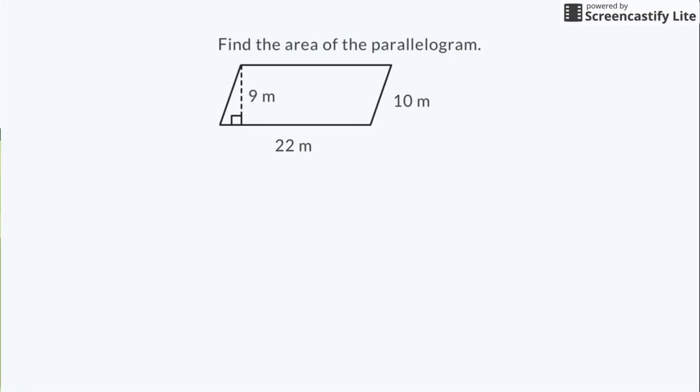Find the area of the parallelogram. The length of the base is given as 22 meters. The height of the parallelogram must be perpendicular to the base. So, the height of this parallelogram is 9 meters.